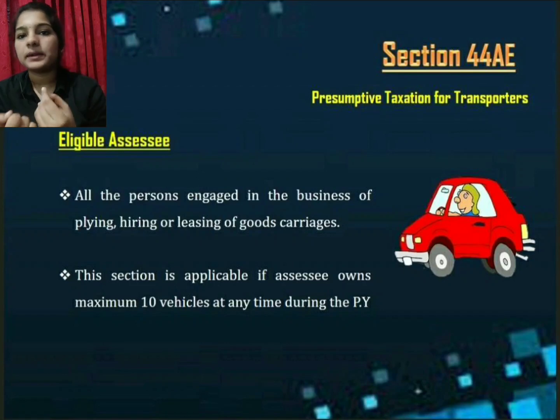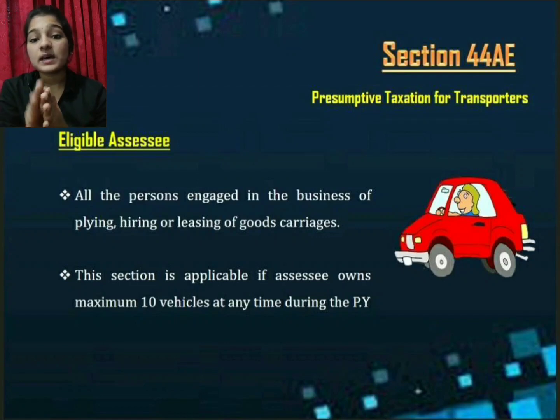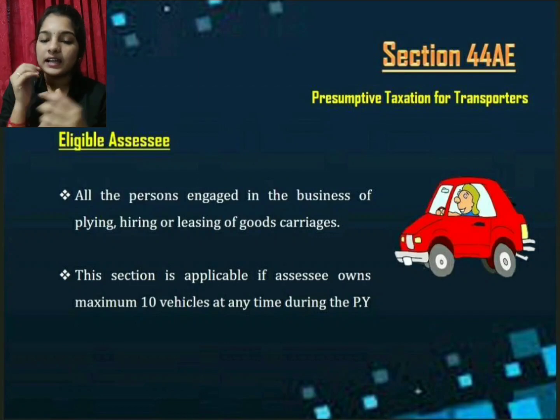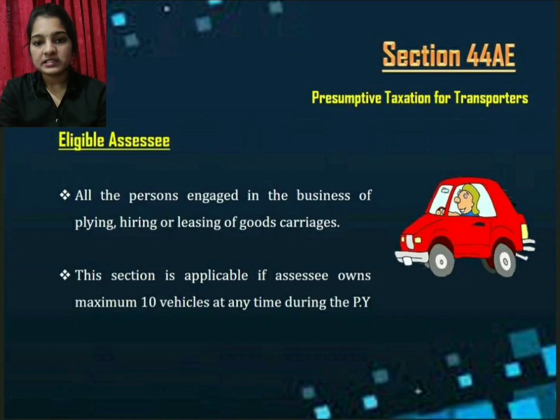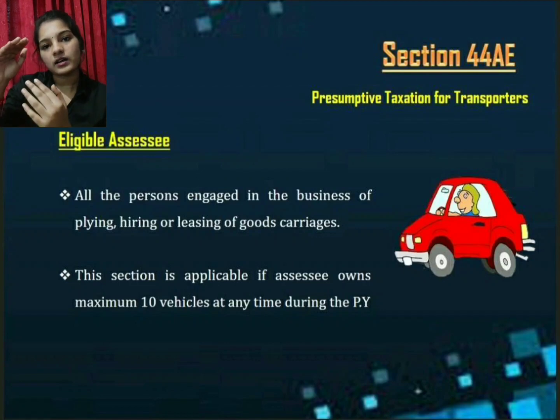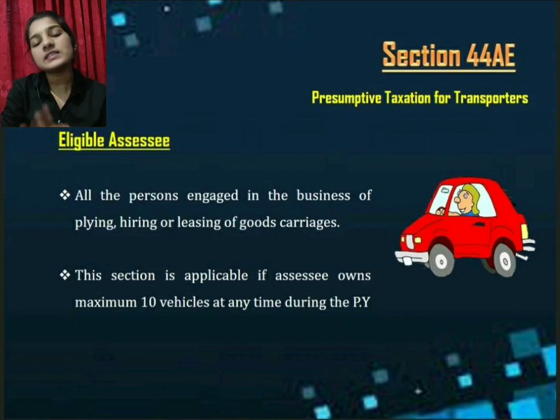This section is applicable for assessees who own a maximum of 10 vehicles at any time during the previous year. That is, the assessee should own a maximum of 10 vehicles. If the assessee owns less than or equal to 10 vehicles, then he is eligible to go for 44AE. But if the assessee owns more than 10 vehicles at any time during the previous year, then he is not eligible for availing section 44AE.